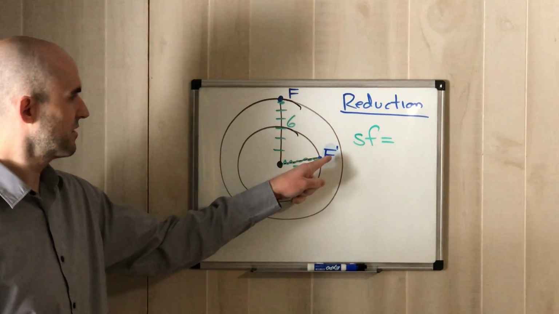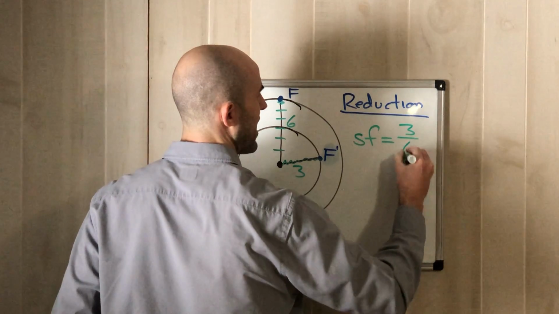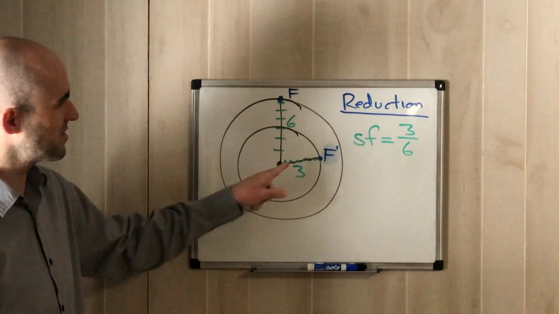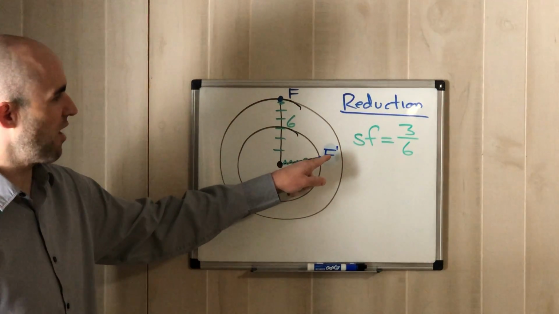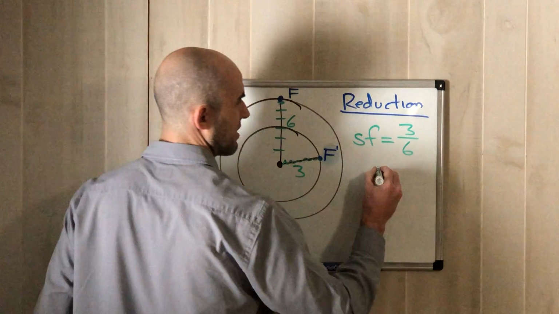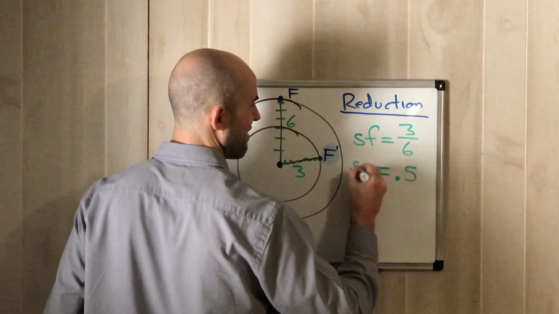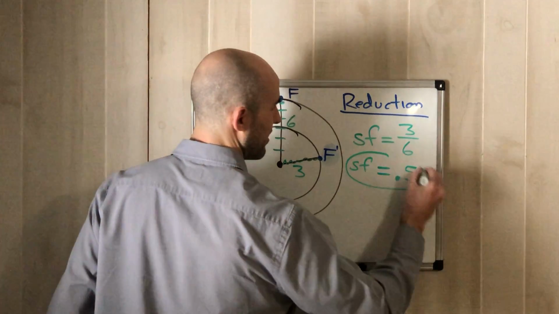Our prime is here. That's the 3. So we're going to do 3 divided by 6. Always start with the prime value. So the prime here would be 3. So we do 3 divided by 6. 3 divided by 6 is 0.5. That's our scale factor. And that would be it.